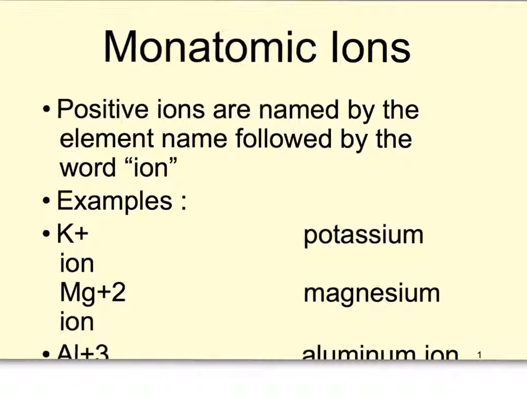So let's start off with our positively charged ions. Now these are going to be really simple to name. What we do is we name the element followed by the word ion. In our first example, we have K+, and we look on the periodic table and find that K is potassium, and the plus indicates it's an ion. We would call this potassium ion. Likewise, Mg plus 2, Mg is magnesium, so that would be magnesium ion, and Al plus 3 would be aluminum ion.